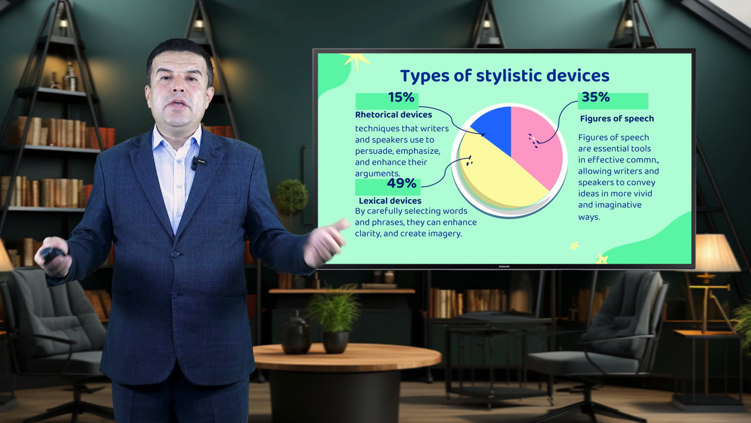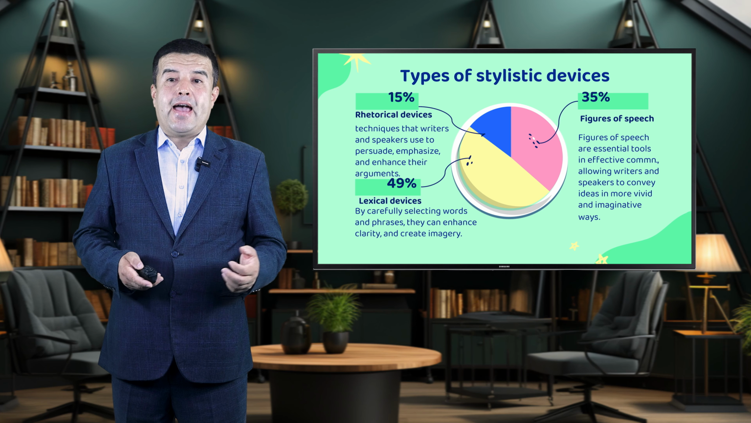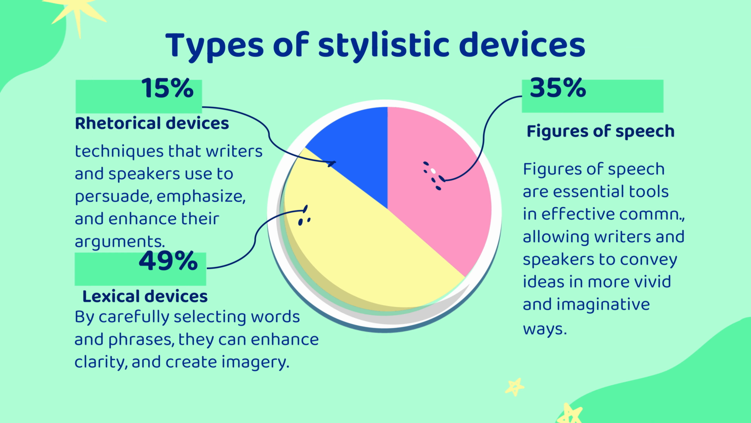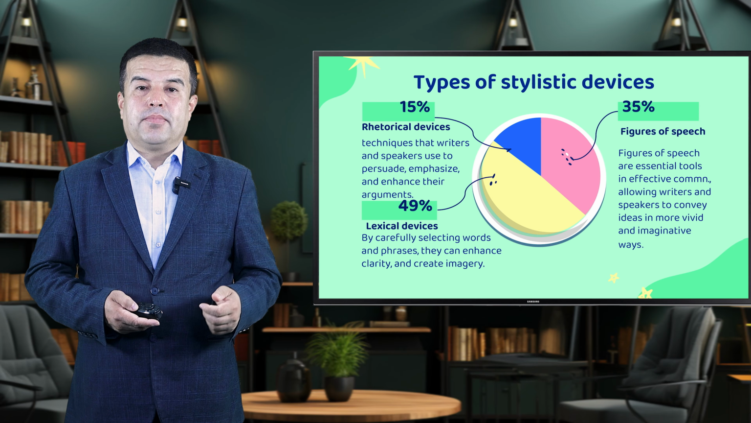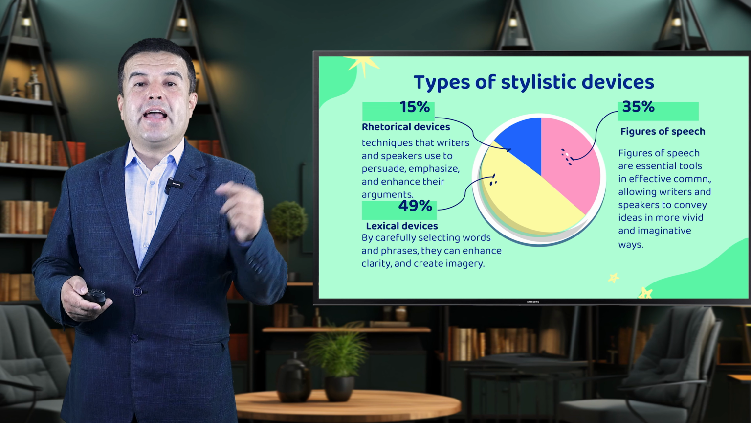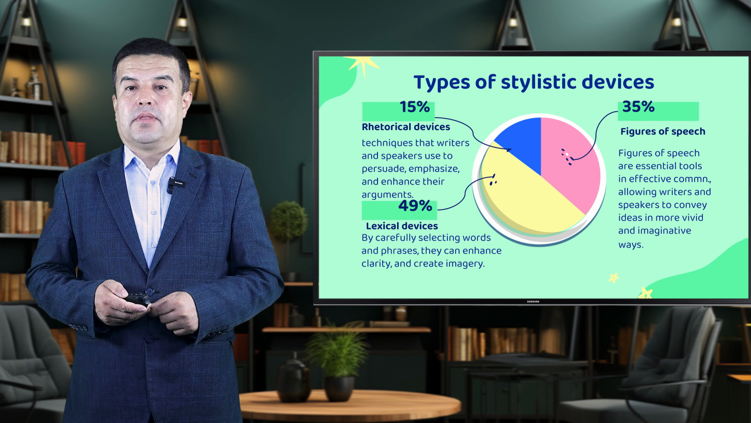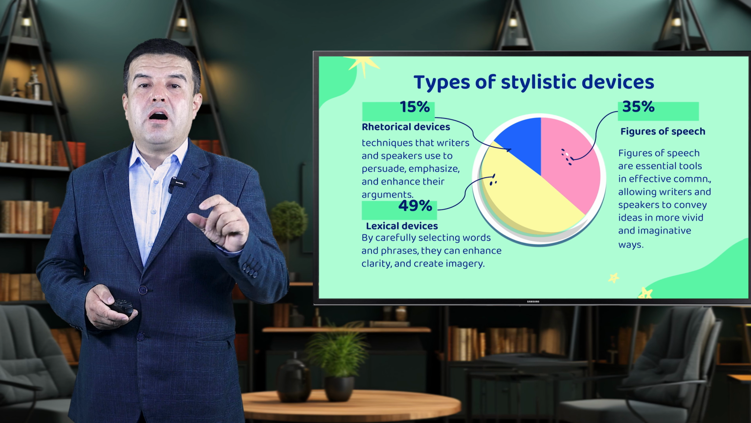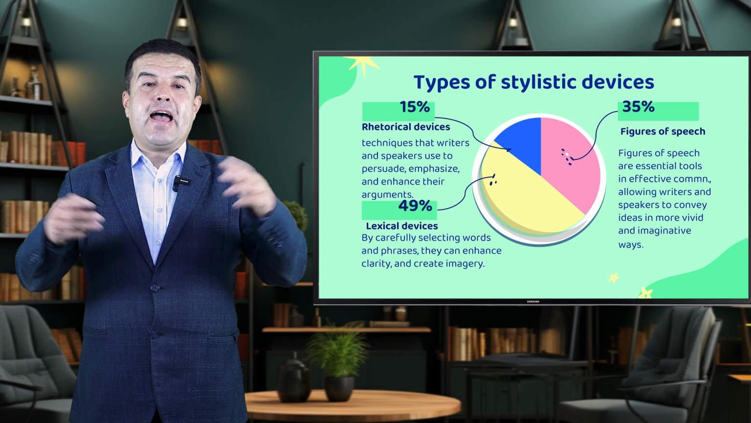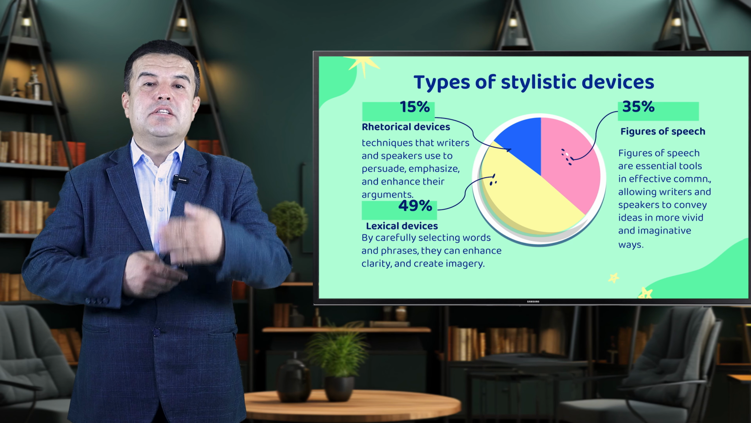There are so many types of stylistic devices, and I will mention the main types. Don't look at these numbers, they are just there to take your attention. In my opinion, the first one is lexical devices. Lexical devices: by carefully selecting words and phrases, they can enhance clarity and creative imagery.